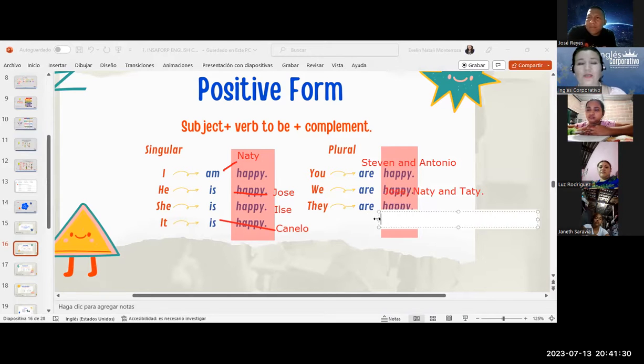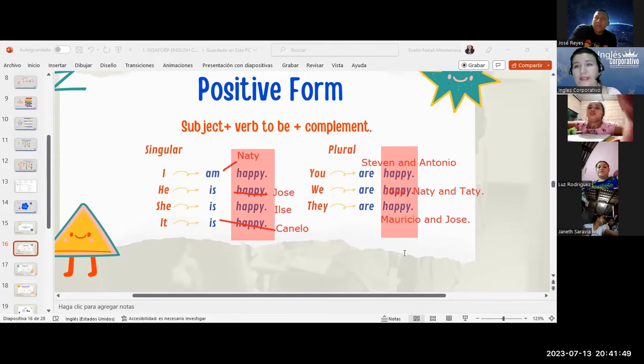And they are, and you can say they are Mauricio and José. Okay, te estás refiriendo a alguien más. Vea, ¿quiénes son aquellos que están allá? They are Mauricio and José. Okay. You can use it like that. Who are they? We are Nati, José, and Katherine, because you are included, right?